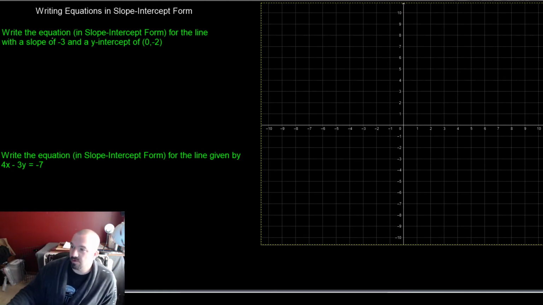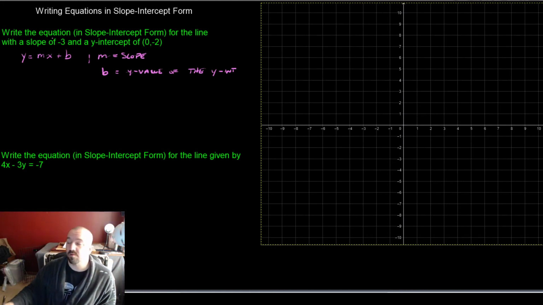If we go back to our slope-intercept form, we remember that it's y is equal to mx plus b. x and y are our variables, m is the slope, and b is equal to the y value of the y-intercept. So as long as we know the structure of the slope-intercept form, we can just throw the numbers in and be done.